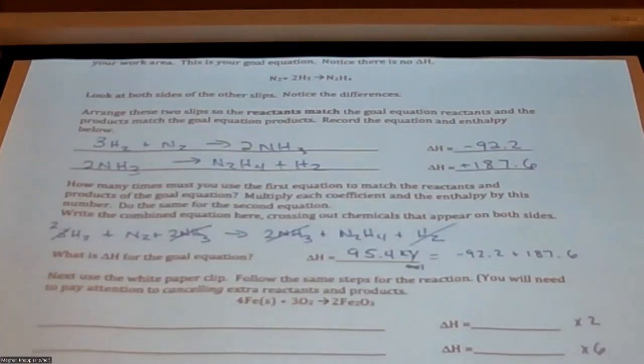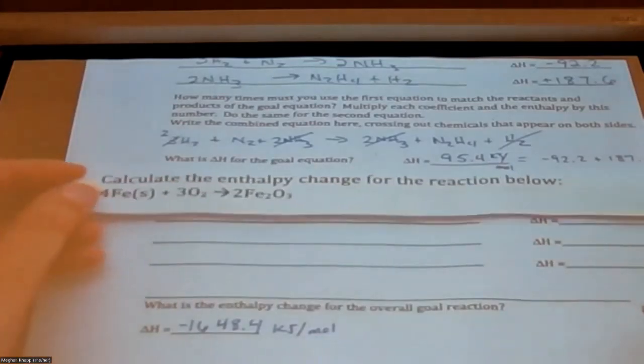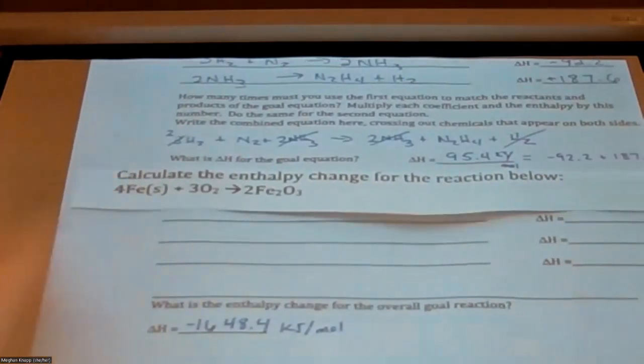Okay, so I'm gonna give you less guidance on the next one. The next one is the white paper clip. So for this one, we've got iron forming iron oxide, basically rusting. And there are a couple of tricky things about this. First of all, you have one slip of paper that has all the irons on it. Use that first.